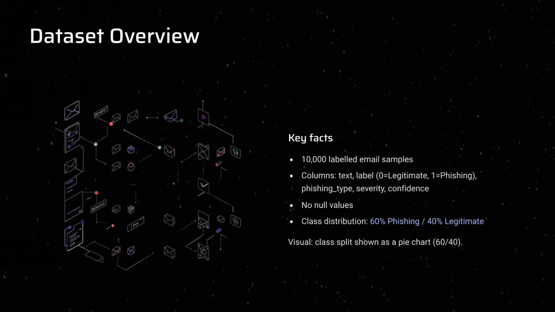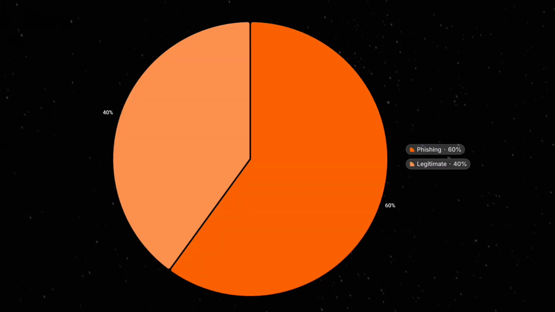So every machine learning system starts with data. Our model was trained on a dataset of 10,000 labeled email samples. Each email in the dataset has been labeled by a human as either phishing or legitimate, which is what allows us to train a supervised classifier. The dataset contains 6,000 phishing emails and 4,000 legitimate emails. A 60-40 split, as you can see.